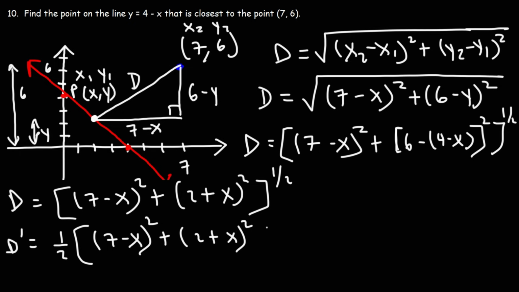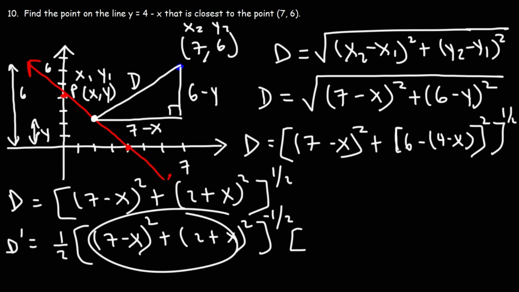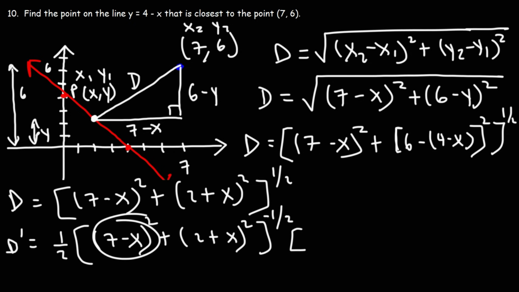And then we're going to subtract the exponent by 1. So 1/2 minus 1 is -1/2. Next, based on the chain rule, we're going to take the derivative of the inside function. So the derivative of 7 minus x squared is going to be 2 times 7 minus x raised to the first power times the derivative of the inside, which is -1.